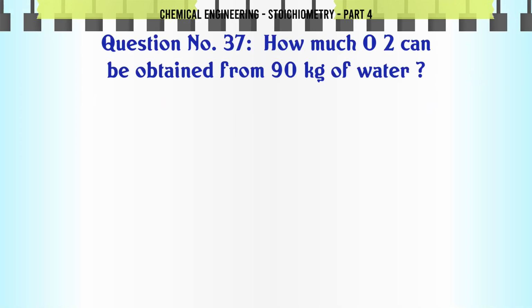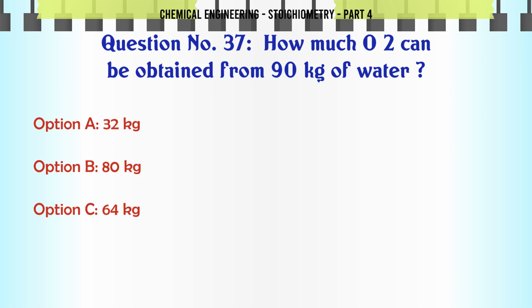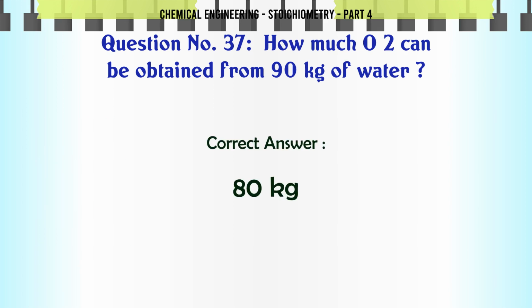How much O2 can be obtained from 90 kilograms of water? A 32 kilograms, B 80 kilograms, C 64 kilograms, D 90 kilograms. The correct answer is 80 kilograms.